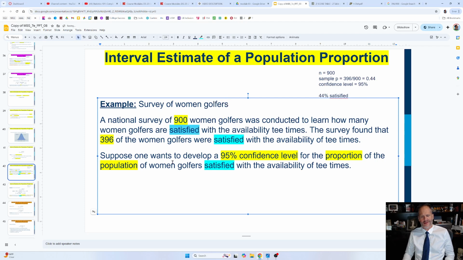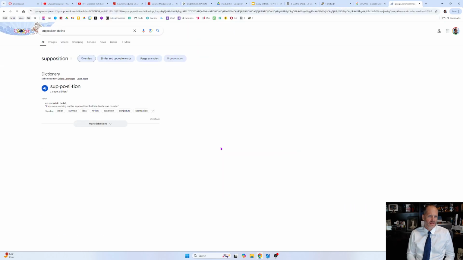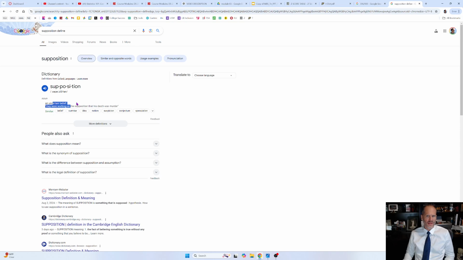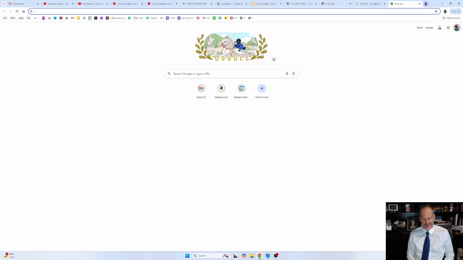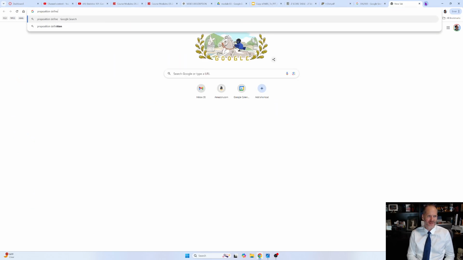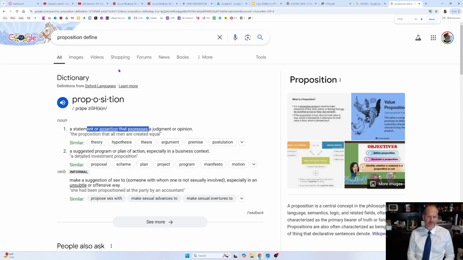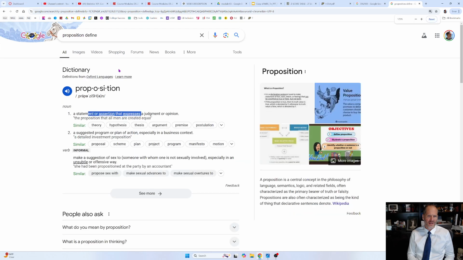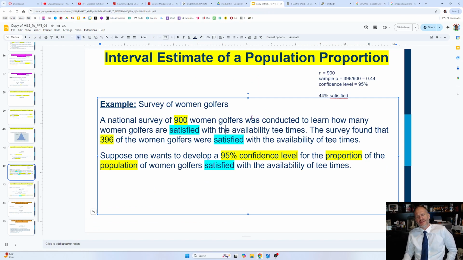Now that kind of supposition, what's supposition mean? Supposition is an uncertain belief. I don't think that's right. Now that proposition, I think that's right. A proposition is a statement or assertion that expresses a judgment or opinion, a suggested program or plan of action. Yeah, that works. So now that proposition, how many women golfers are satisfied with the availability of tee times, all makes sense.